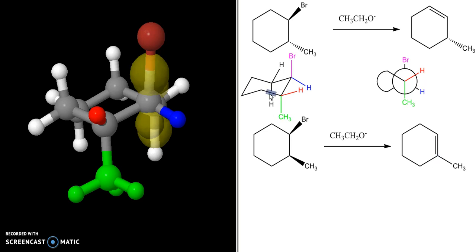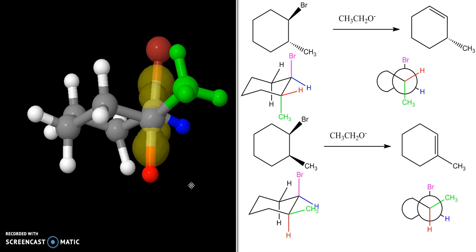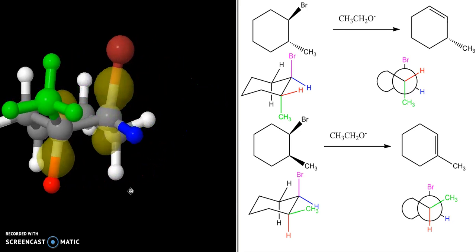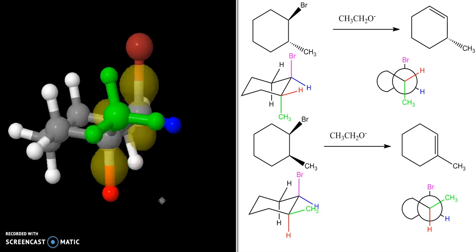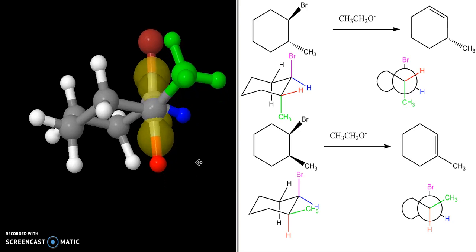Again, I'm going to start by looking at my chair structure. In this case, it's the hydrogen that's axial instead of my CH3 group. I can also look at the Newman projection for this structure, and you'll notice that the bromine and the H are anti-periplanar to one another. I can look at my three-dimensional models, and my three-dimensional model of the transition state as it starts to form looks something like this, where you can see my hydrogen and my bromine are anti-periplanar to one another.